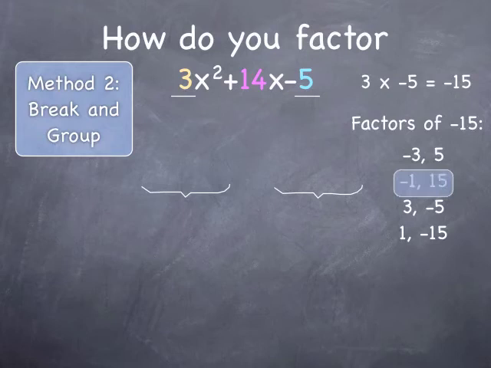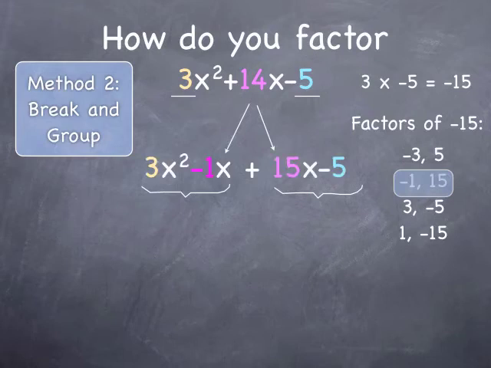I'm going to take these numbers, negative 1 and 15, and use them to break the middle term up. Here's what this will look like. I'm going to rewrite 14x as negative 1x plus 15x. Notice that when I combine like terms, negative 1x and 15x do in fact add to 14. The 3x squared and the minus 5 in the original equation come along for the ride.